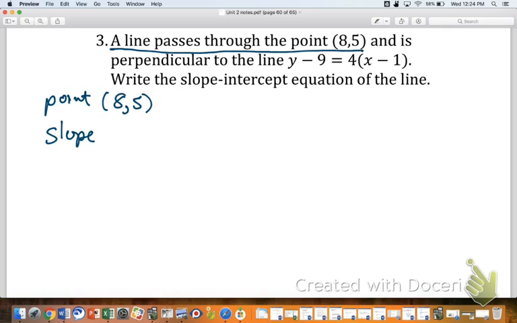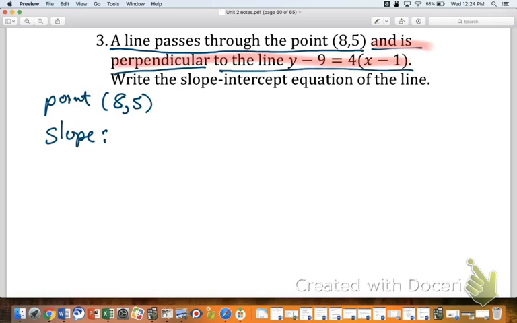I keep reading. So my line not only passes through 8, 5, it is, a different word than before, perpendicular to this line. So what I'm supposed to do is use this phrase to help me figure out my slope. On that other question I said, what's the relationship between parallel lines? And you all said they have the same slope, right? What's the relationship between perpendicular lines? Reciprocals and opposite. So that's exactly right. So you flip it and you change the sign.